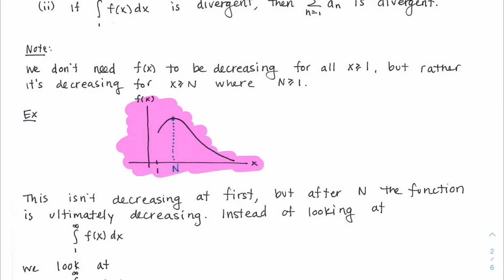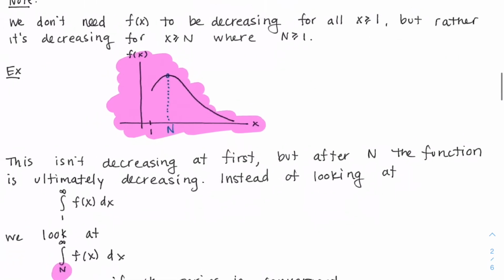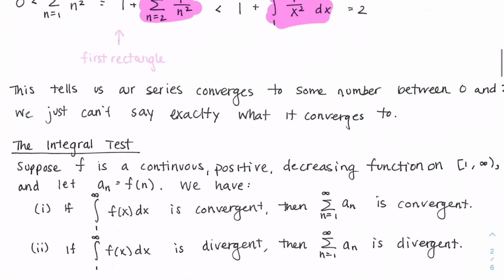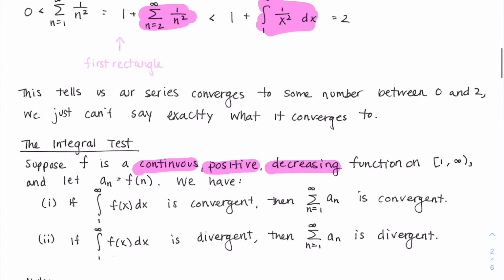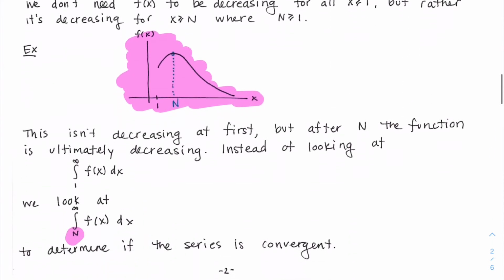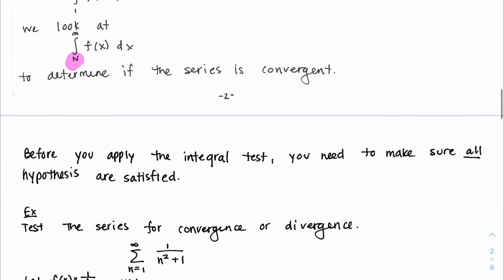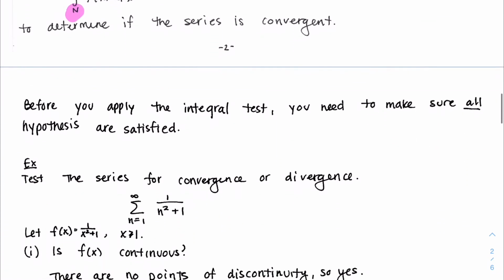So we have these 3 hypotheses that we need to satisfy for this integral test. So it's got to be continuous, it's got to be positive, and it's got to eventually be decreasing. If we can show these things and then look at that improper integral, then we can say the same thing is going to happen for the actual series. Okay? So before you apply the integral test, you need to make sure all of the hypotheses are satisfied.